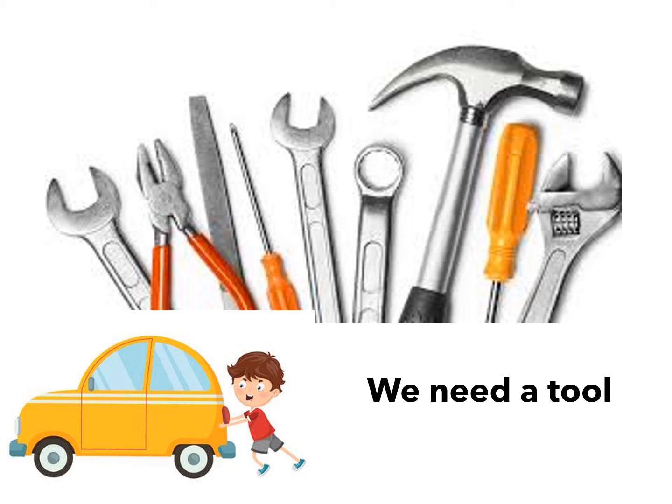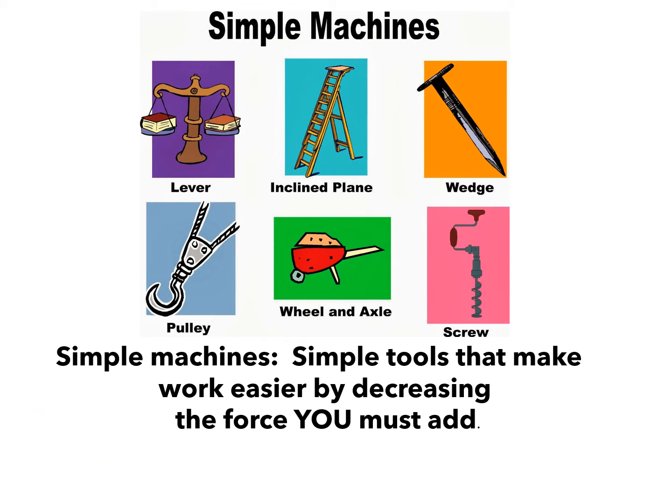Tools that we use to do the work that we need. Now let me give you another example. Suppose you have a piece of wood and you want to put a nail in the wood. Do you take your hand and pound the nail? Hopefully not. Hopefully you use a hammer. So tools increase our effort. They increase our force so that we can do the work that we need to do. We have 6 specific simple tools that we're going to talk about. And simple machines or simple tools are tools that make the work easier by decreasing the force you must add. That's what a simple machine is.